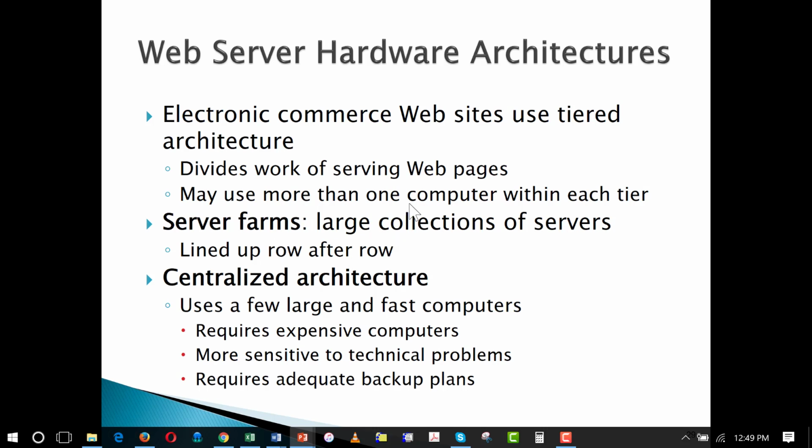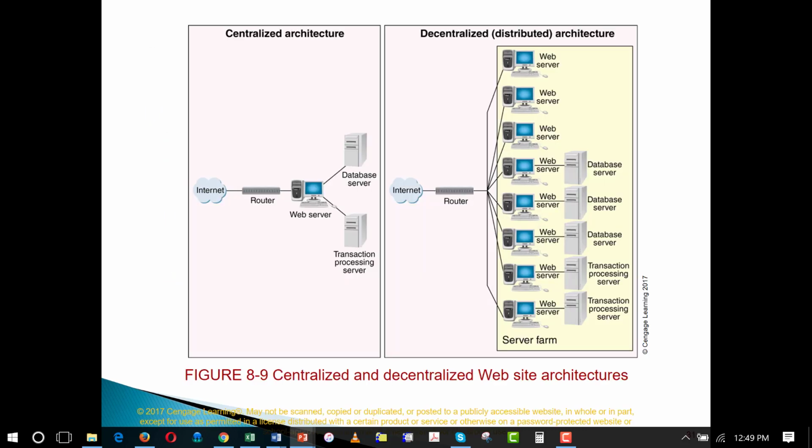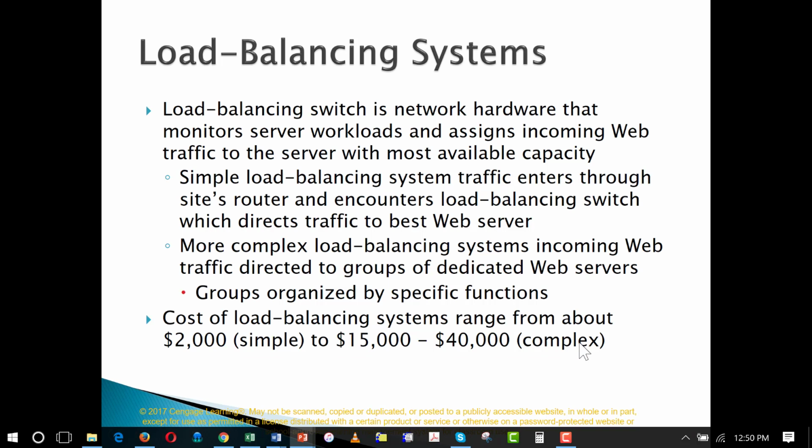So we talked about client-server architecture. Server farms like Google has are huge data warehouses full of these servers, as we saw in the video. Centralized architecture is where you go to one web server and you centralize all your processing requests, as opposed to a decentralized or distributed one where it goes to a router and it spreads the load, which I assume is a lot more efficient than the centralized version.